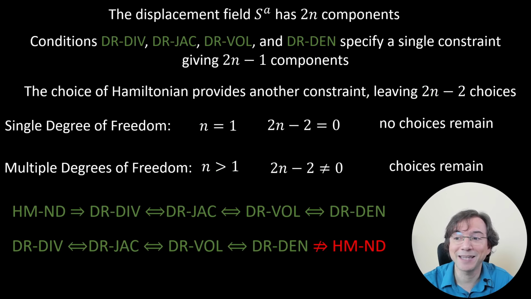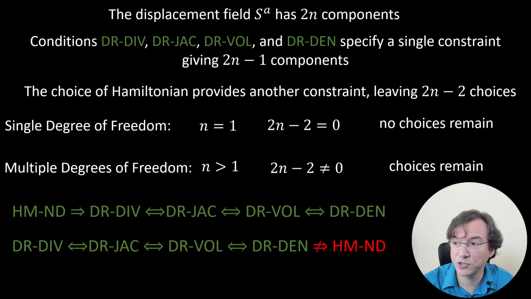Can we get Hamilton's equation from implying this condition? So let's just make a calculation of how many components there are and how many of these calculations set. The condition that the divergence of the field, or the Jacobian, is unitary essentially specifies a single constraint on the displacement field, which has 2n components. And then if we make a choice of the Hamiltonian, this provides another constraint. So this constraint plus the Hamiltonian leaves 2n minus 2 components free.